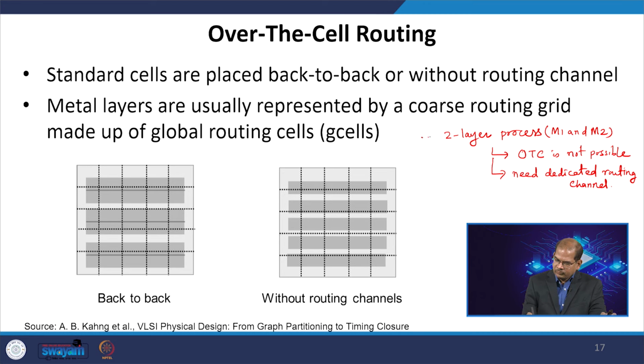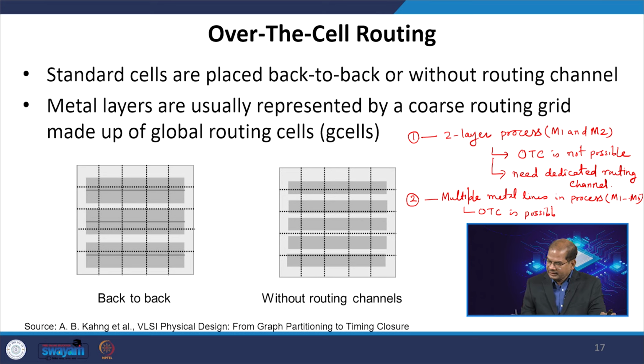This is one option. Then the second option is where you have multiple metal lines in the process. So, we have multiple metals, M1 to let us say M5 or above. In that case, over the cell routing is possible.